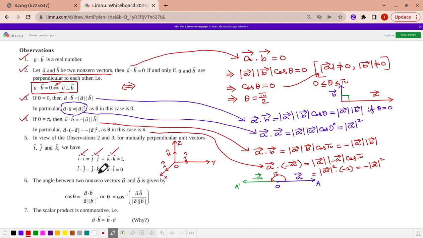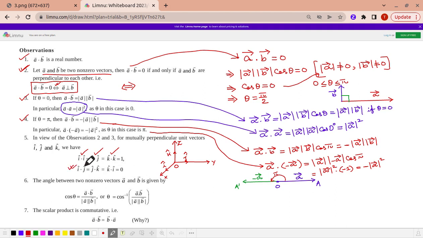And the second one, dear students, is that I cap dot j cap. I cap dot j cap means what? It means the angle between I cap and j cap is 90 degree. So we can easily conclude, as the angle between the vectors I cap and j cap is 90 degree, definitely their dot product has to be 0. That is coming from this second observation, right? So I cap dot j cap is equal to 0. In the same logic we can say j cap dot k cap is equal to 0 and k cap dot I cap equal to 0. I hope you got this point as well.